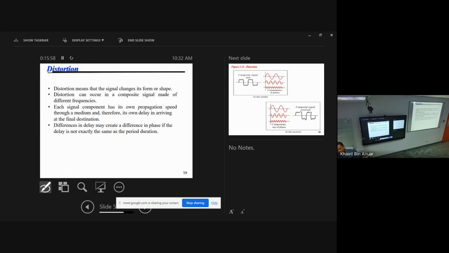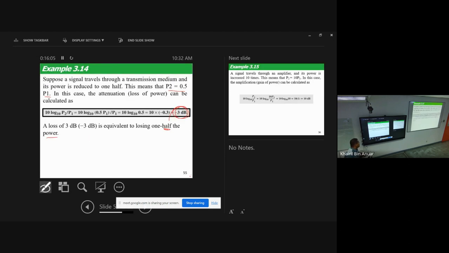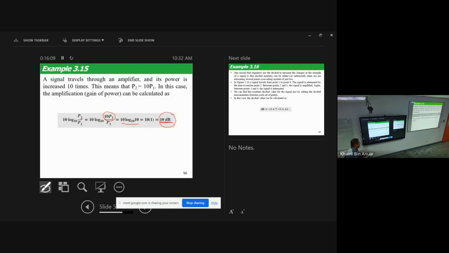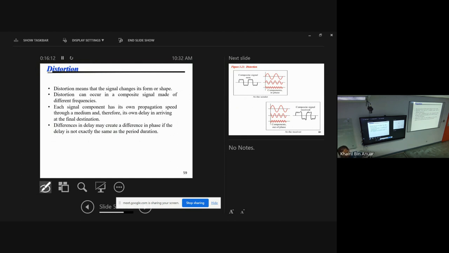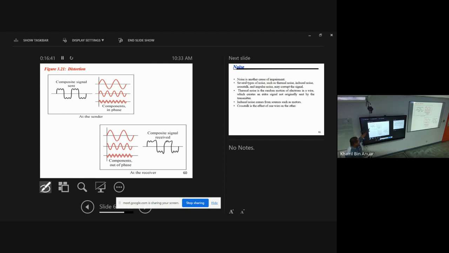Then we also have what we call distortion. Just now was just when the energy is being suppressed, so we call it attenuation. Now you have what we call distortion. Distortion here means that the signal is being distorted. The pattern of the signal itself is being changed. Okay? So distortion here means signal changes its form or shape. So you want to identify whether there's a change or not. And at the end, you want to identify what would be the information, the signal that you received. Okay? So here, what you can see is that, say that you transmit this composite signal at the sender, but you receive this kind of signal that has already been distorted, right?